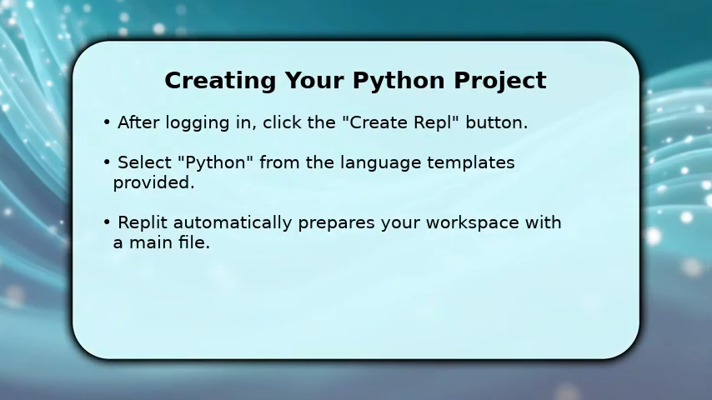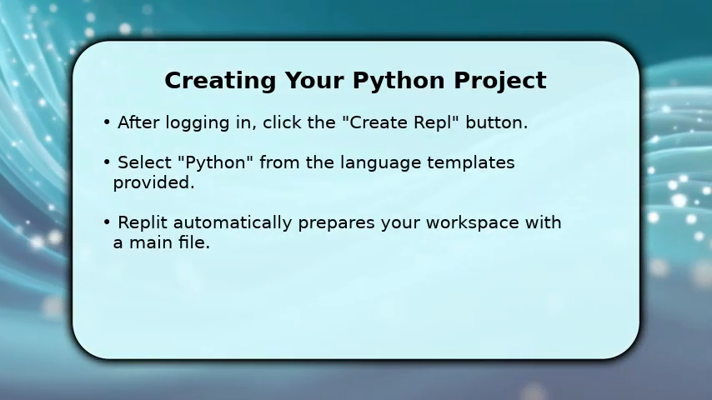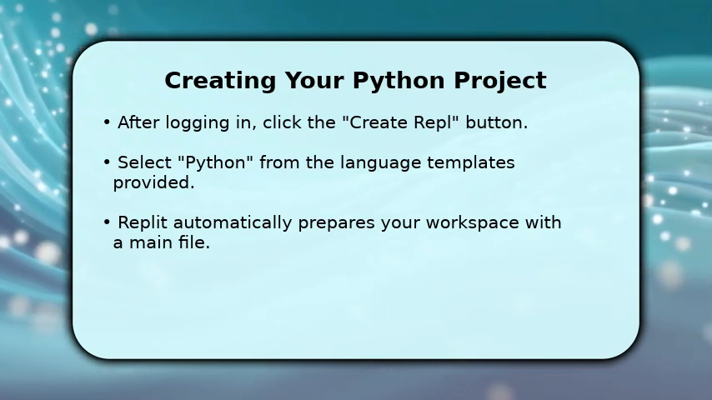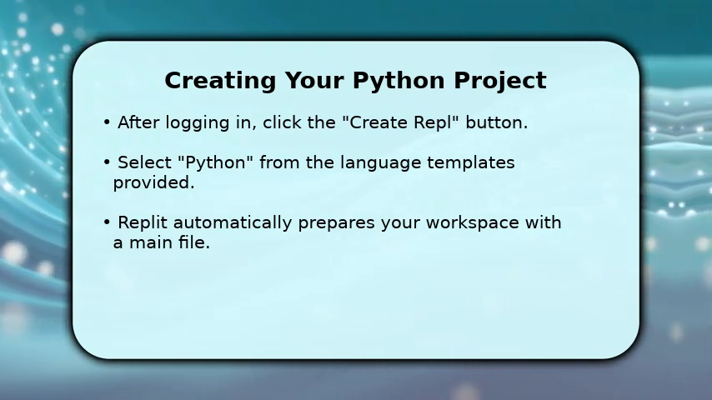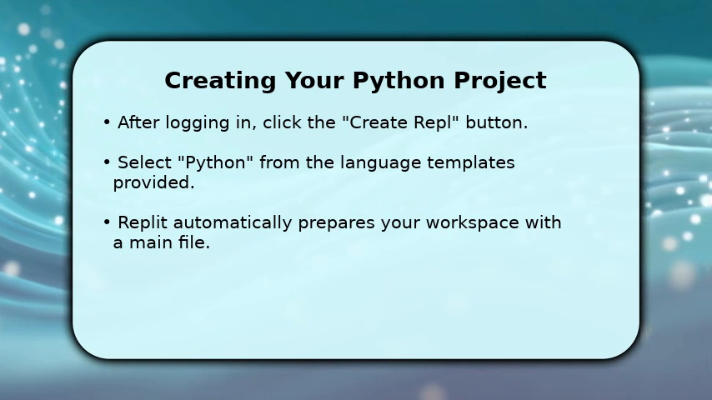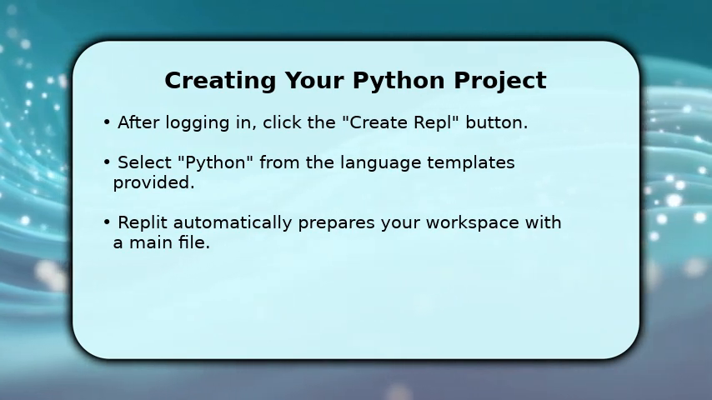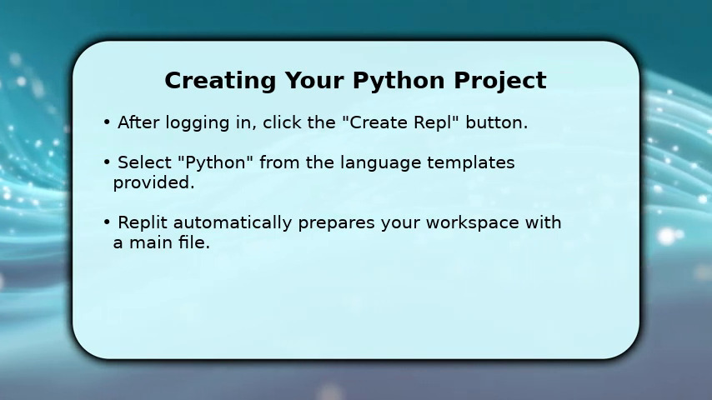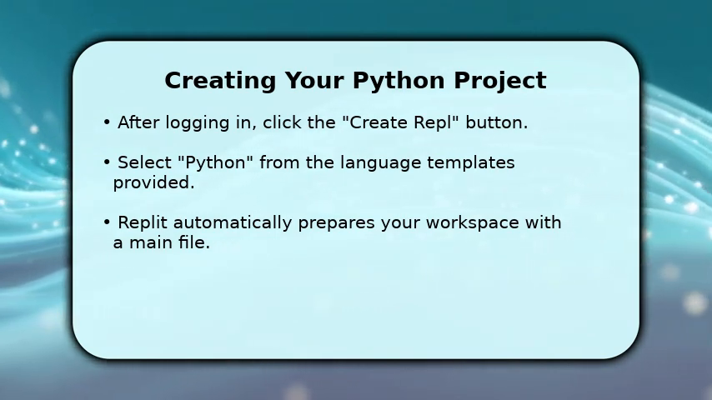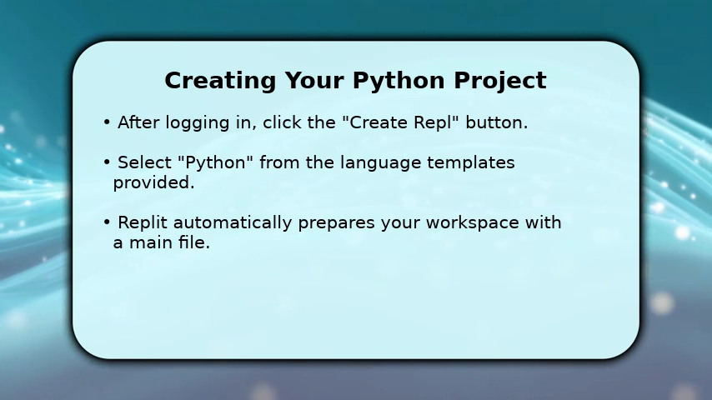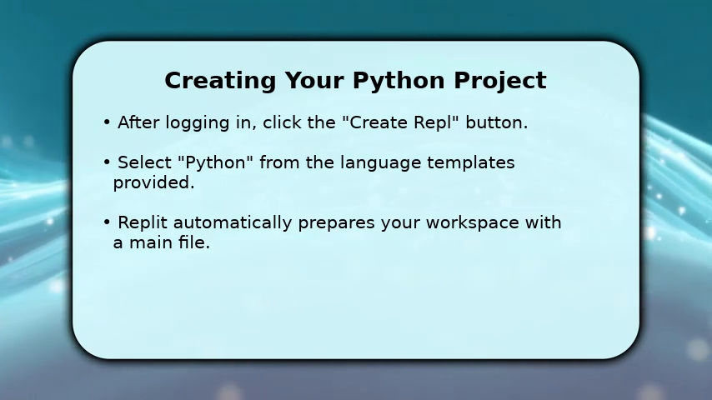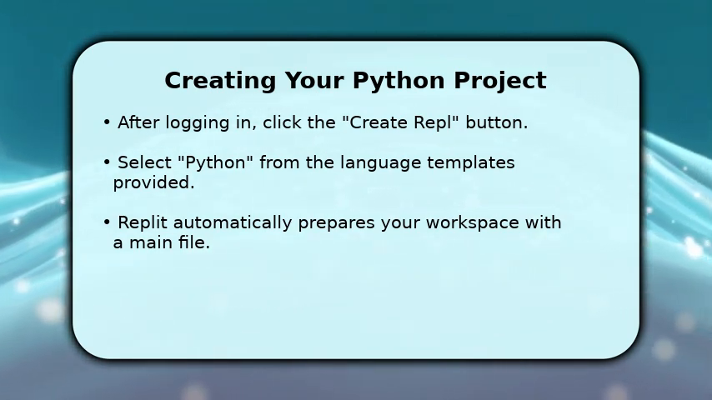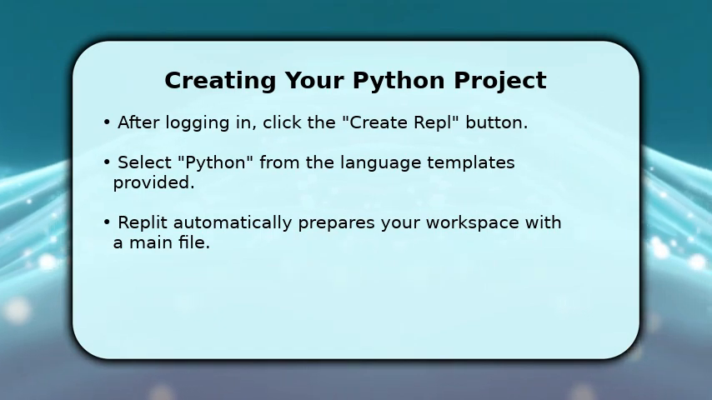Once you are logged in, creating your first Python project is straightforward. Simply click the Create REPL button, usually found on your dashboard. From the list of programming language templates, choose Python. Replit will then automatically set up your workspace, including a main.py file where you can begin writing your code immediately. This process takes only a few seconds.